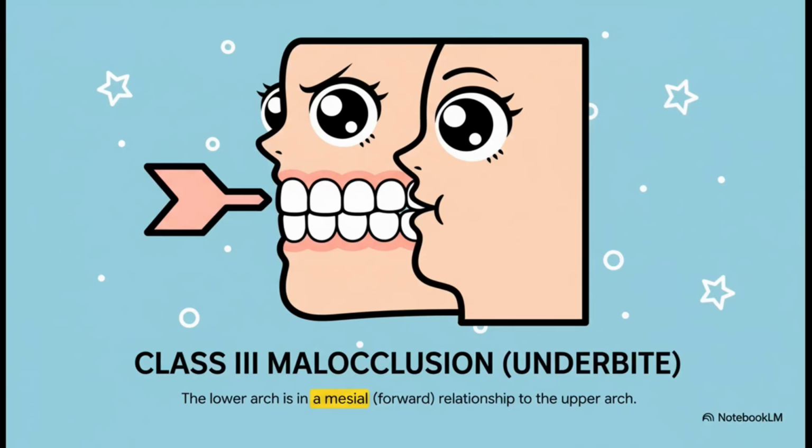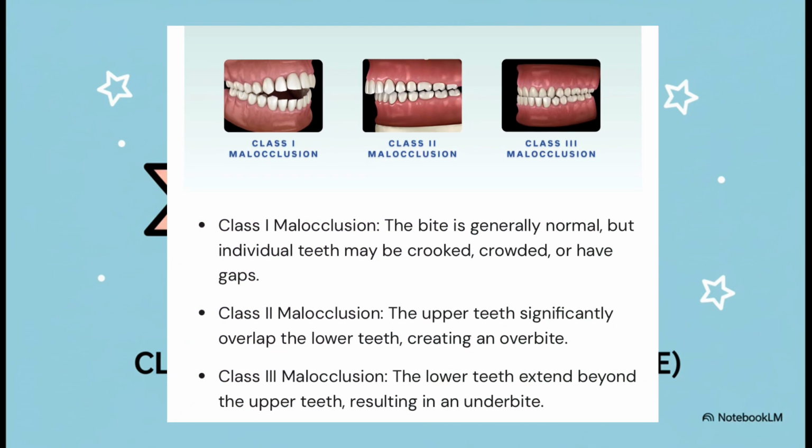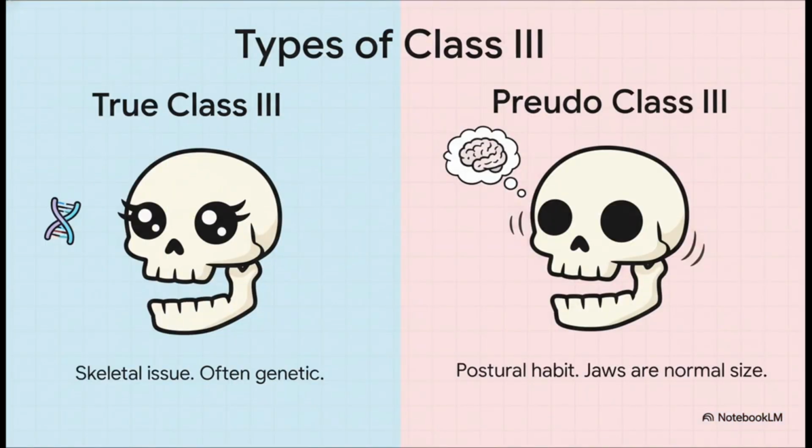Now, if you go to the total opposite end of the spectrum, you get class 3. This is where the lower jaw is positioned too far forward, and this usually results in an underbite, where the bottom front teeth actually sit in front of the top ones. And again, there's a little nuance here. This can be a true skeletal thing, something that runs in the family, or it can be what's called a pseudo class 3, which is more of a habit. Someone might just push their jaw forward to get their back teeth to touch comfortably.